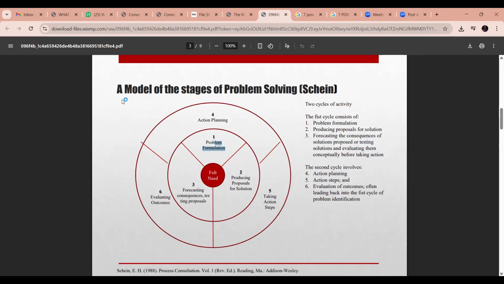So this is one model, Schein. Schein proposed 2 circles, the inner circle and the outer circle. And this is 6 steps. So as I said to you, these are 6 phases or 6 stages. Depending on what you are doing, there are several models out there. But essentially, whatever model I'm going to show you today is built on 3 things.